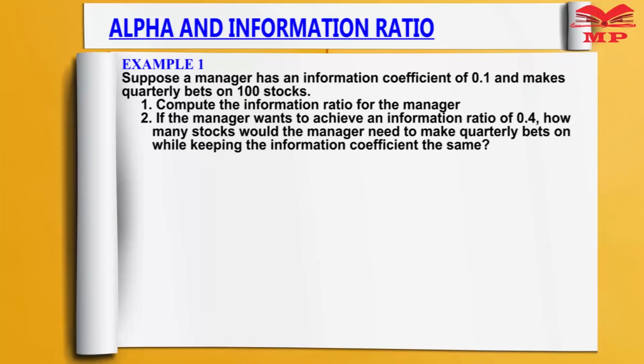Suppose a manager has an information coefficient of 0.1 and makes quarterly bets on 100 stocks. Part 1, compute the information ratio. Part 2, if the manager has an information ratio of 0.4, how many stocks are needed if the information coefficient remains the same? So ladies and gentlemen, this is the solution.